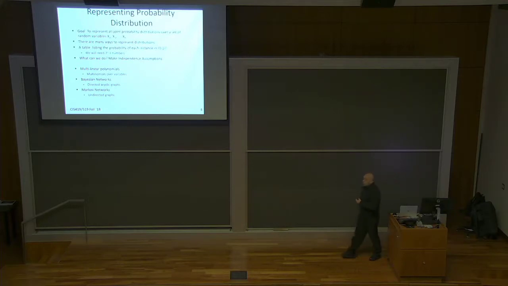Now, when we talk about general probability distribution, it's just a function, right? It's a function from assignments to a number between 0 and 1, a function that has to satisfy some properties. Specifically, it's a positive function, and over all the instances, it has to sum to 1. There are many ways to represent functions like this, and we are going to care about one important representation, which is called Bayesian networks.